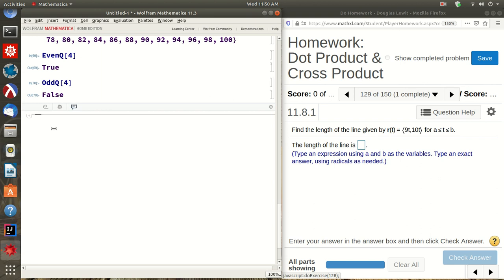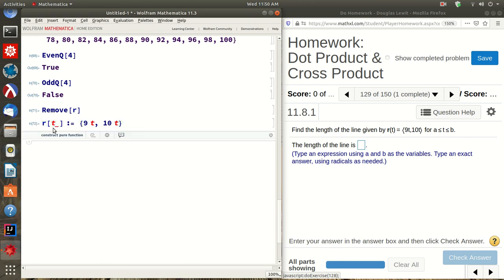Well, we're going to remove r, and let's redefine r. r of t is equal to, it's a vector valued function, the x component is 9t, the y component is 10t. Shift enter, okay, terrific. Now we have to remember, what is the definition of arc length? How do I find arc length? So we're going to have to use an integral.